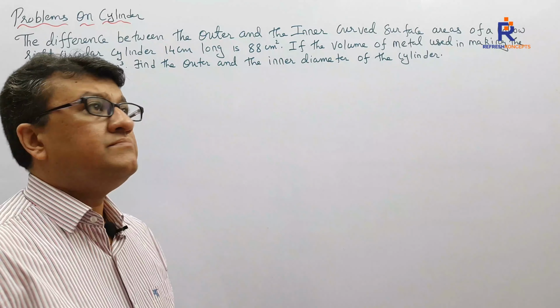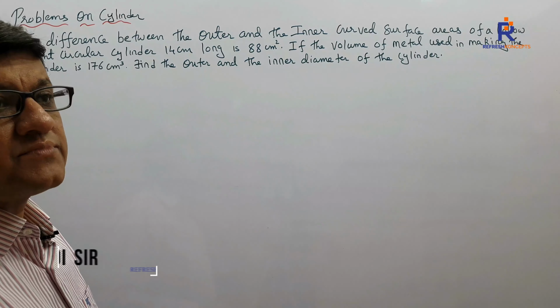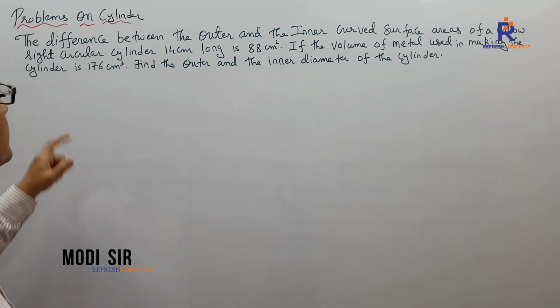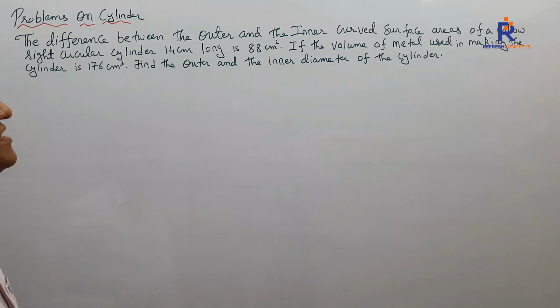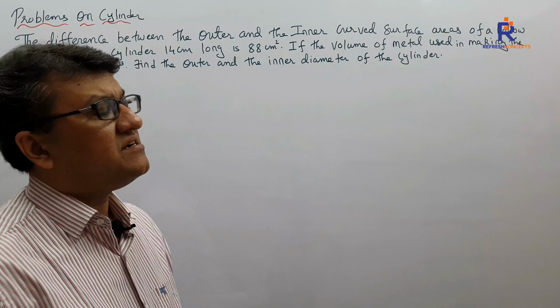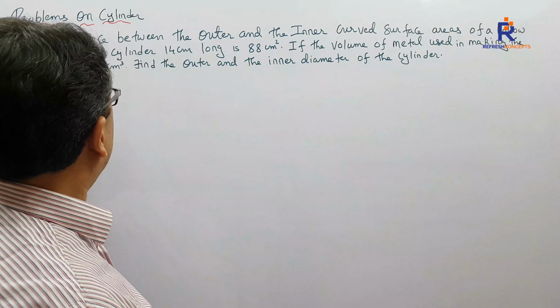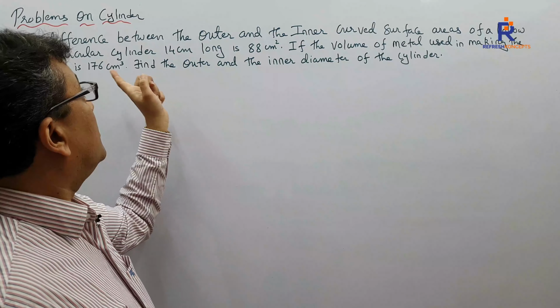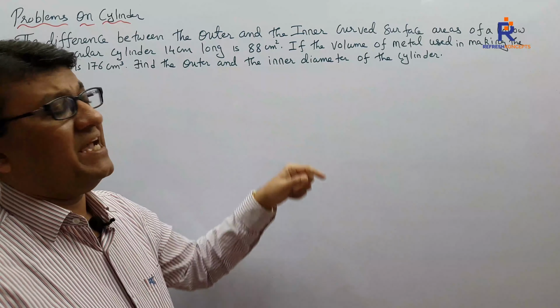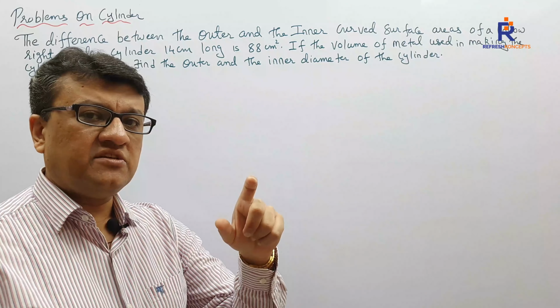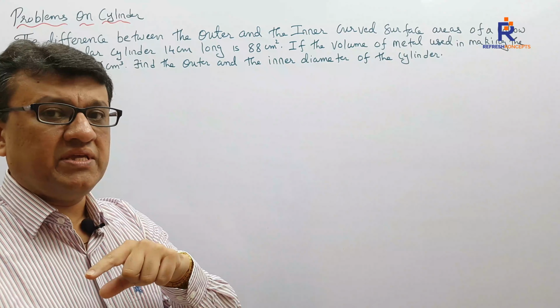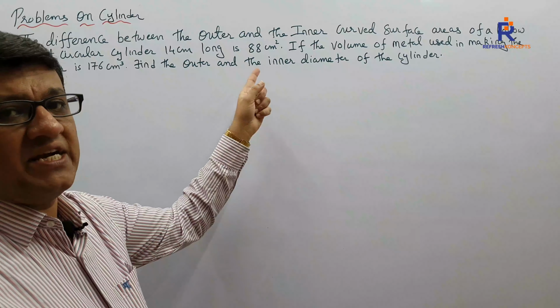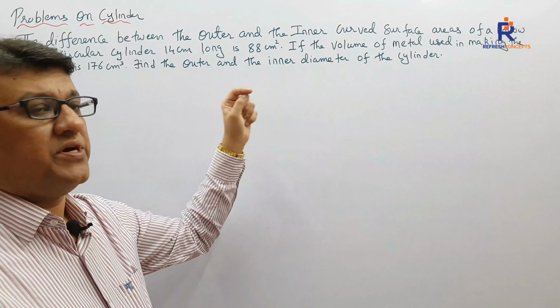Let's see one more sum on problems on cylinder. The difference between the outer and the inner curved surface area of a hollow right circular cylinder, 14 centimeter long, is 88 centimeter square. So the height of the cylinder is 14. The difference between the curved surface area of outer and inner is 88 centimeter square.